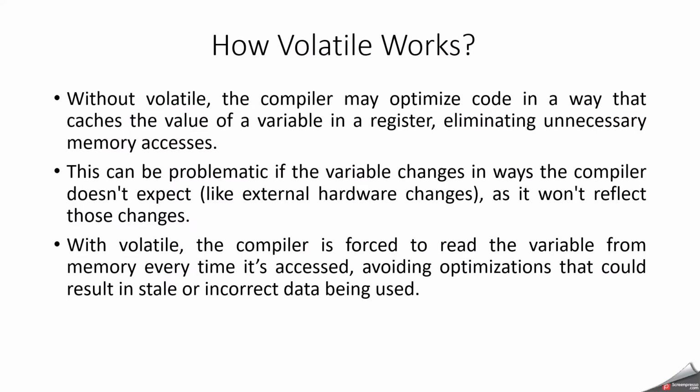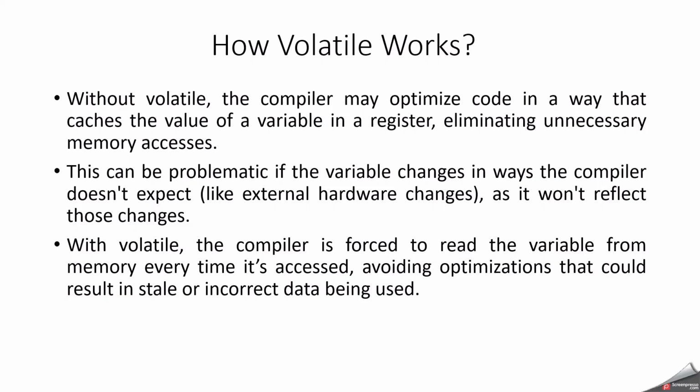So without volatile, the compiler may optimize the code in a way that caches the value of the variable in a register, because in C language or in the embedded world we can store a particular variable in cache, in RAM, or in a register. Now if you want to read the proper or current value, then we have to store the data inside the RAM. Without volatile, the compiler will optimize the code and cache the variable's value in a register, eliminating unnecessary memory access. This can be problematic. That's the reason we have to use volatile.